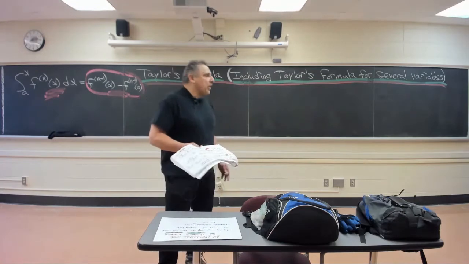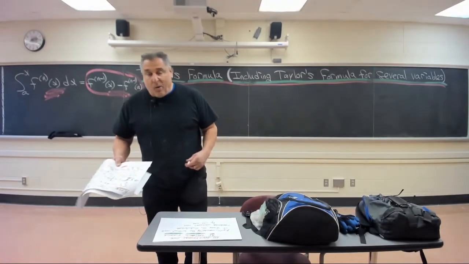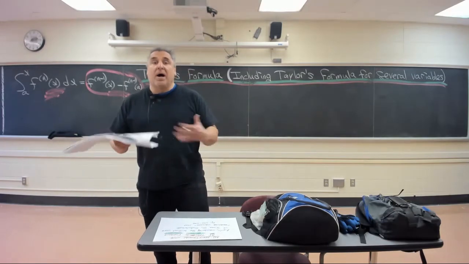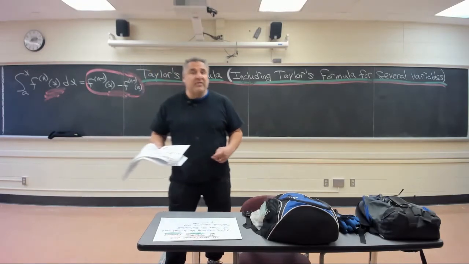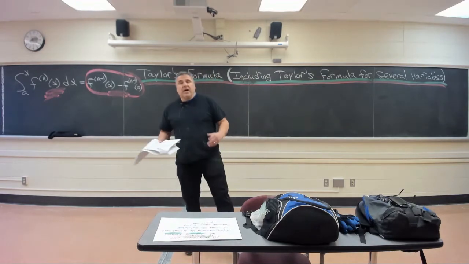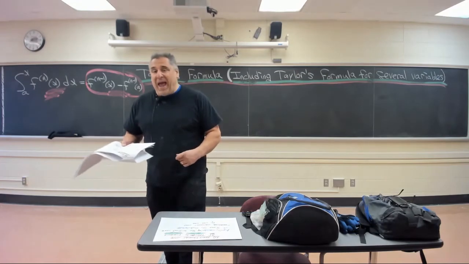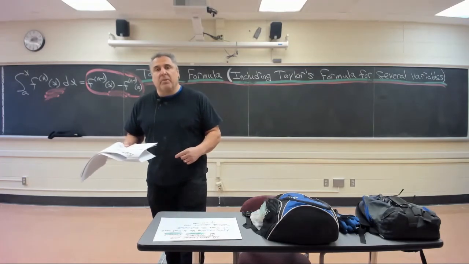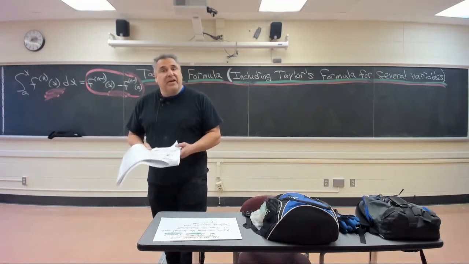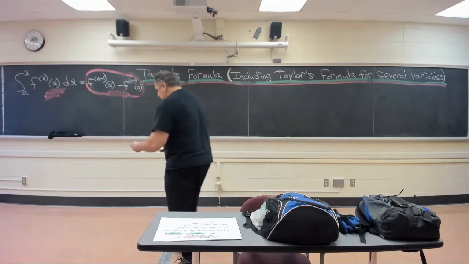It says several variables. A better way to put it is many variables, or as many variables as you want in n-dimensional Euclidean space. We can keep doing this integration. We can figure out what's going on with any n number of variables in Euclidean space, and we can expand Taylor's formula for those circumstances.